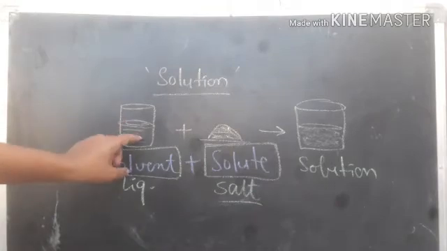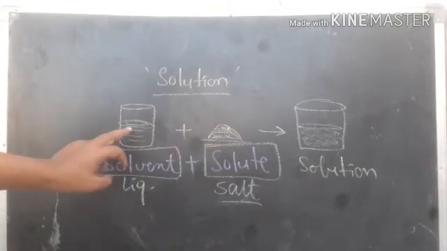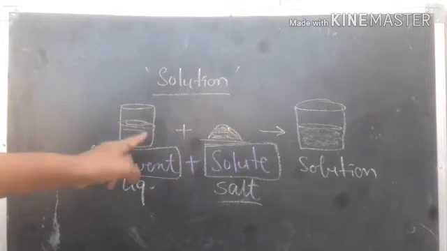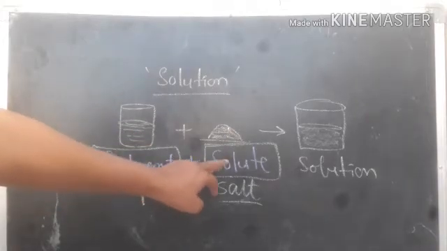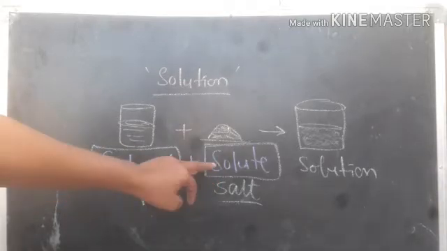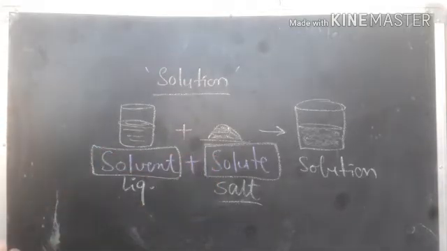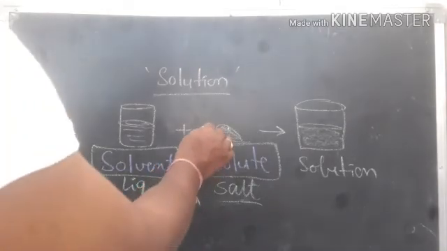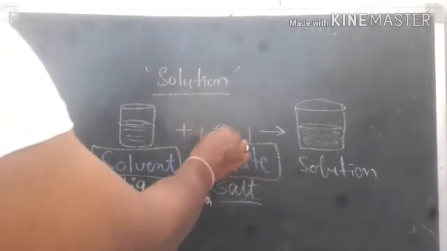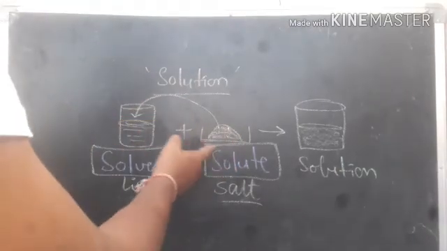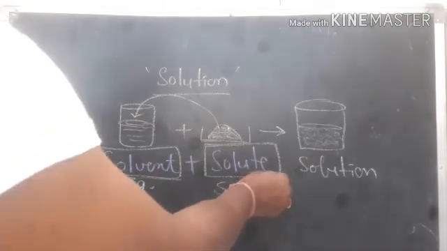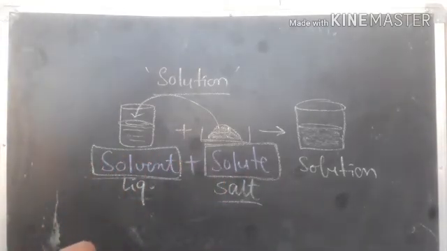Means solvent can dissolve the solute. Remember, what is solvent? Solvent dissolves the solute, and solvent is always a liquid. Then what is solute? Solute may be a solid, liquid, or gaseous material which dissolves in solvent. Means solute dissolves in solvent, solvent dissolves the solute.